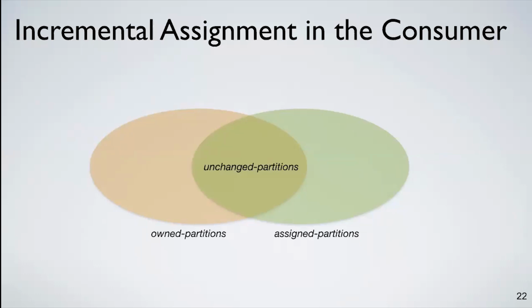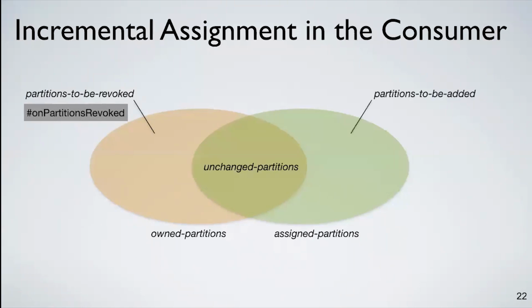On the other side, we have the owned partitions minus the assigned partitions, which are the partitions that actually need to be revoked. There's some subset of partitions that we actually do want to migrate to a different consumer. Otherwise, we wouldn't be rebalancing. We want to only invoke this callback on that subset. And then on the other side, we have the newly added partitions, which is the assigned partitions minus the owned partitions. Again, we only want to invoke this callback on that subset. So that's all pretty obvious.